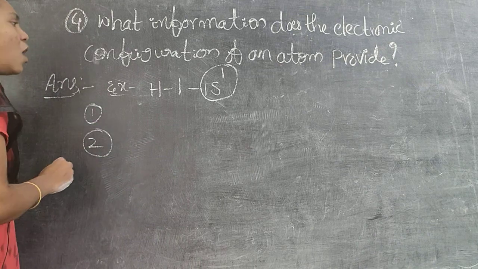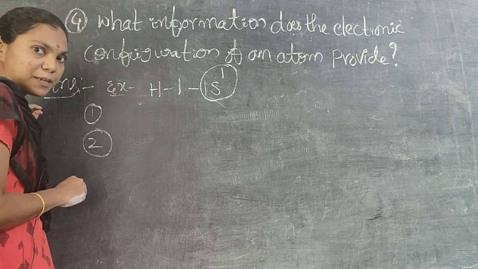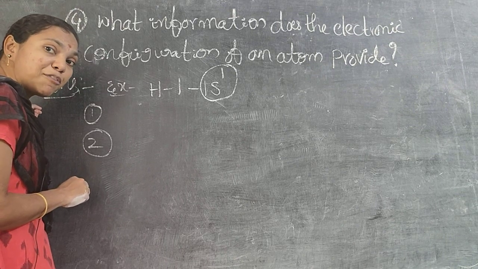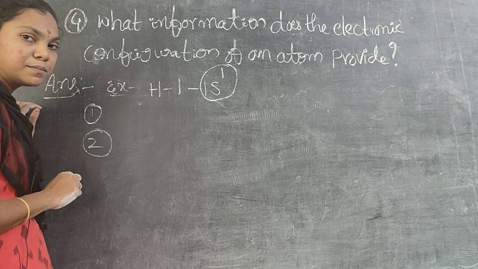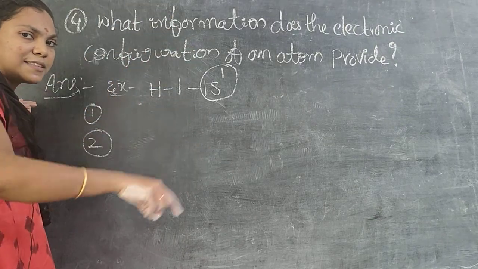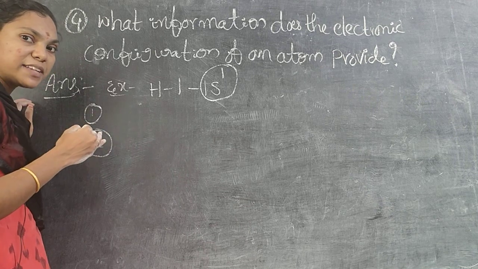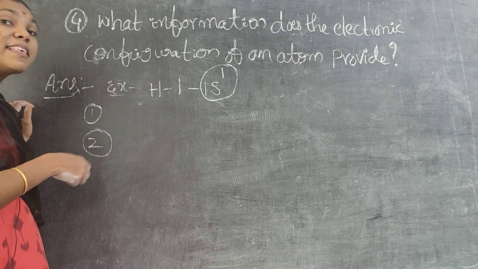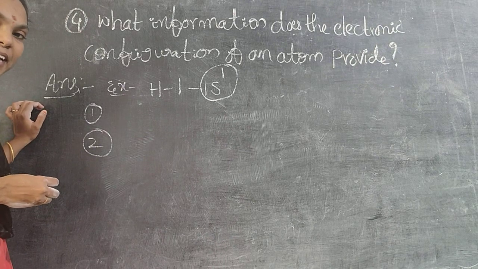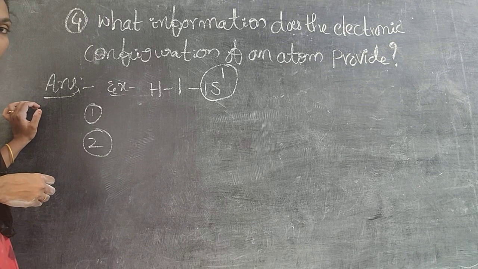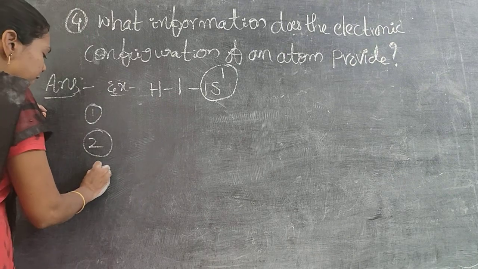Second point: by seeing the electronic configuration, we know the atomic number of an atom. We also know the number of shells present in an atom, meaning we can divide it into shells K, L, M, N. And we know the systematic arrangement of electrons in their suitable orbitals.